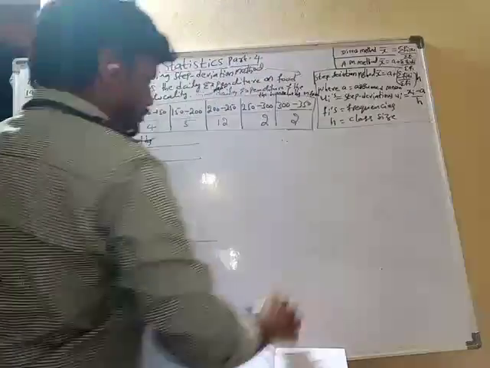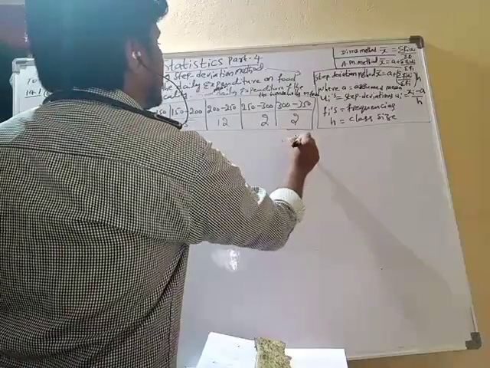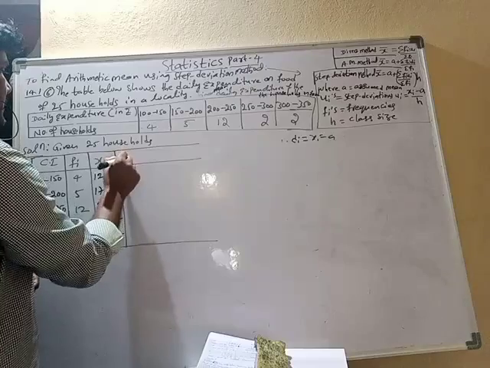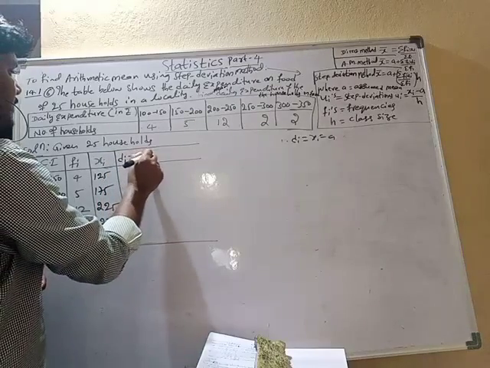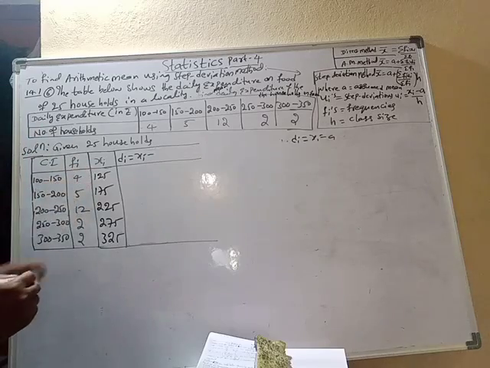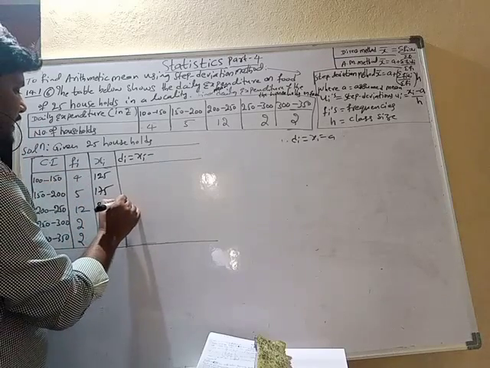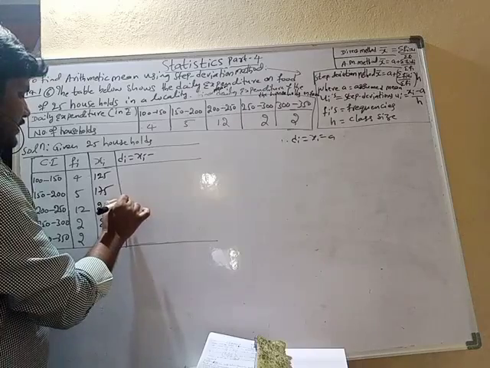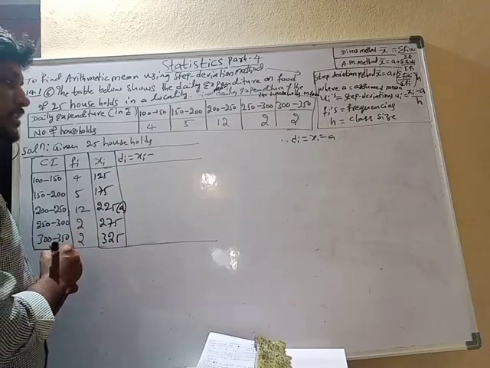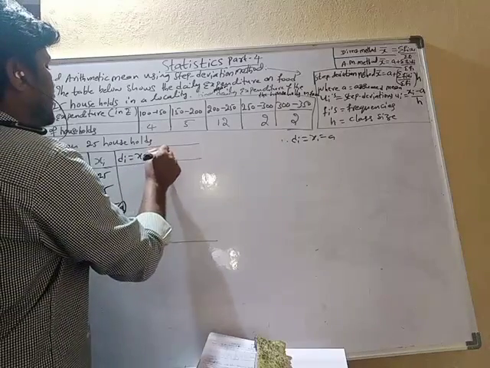Then what we have to define? Define di, that is di is equal to xi minus a. Then what is a? A is one of the middle values of the xi's. For our convenience, you have to take the middle value, that is 225. A is the assumed mean, that is 225.